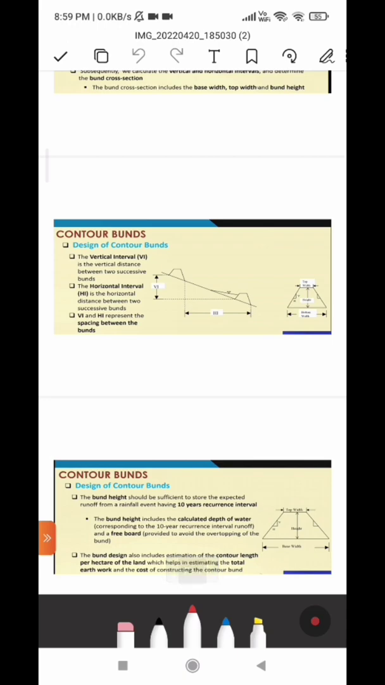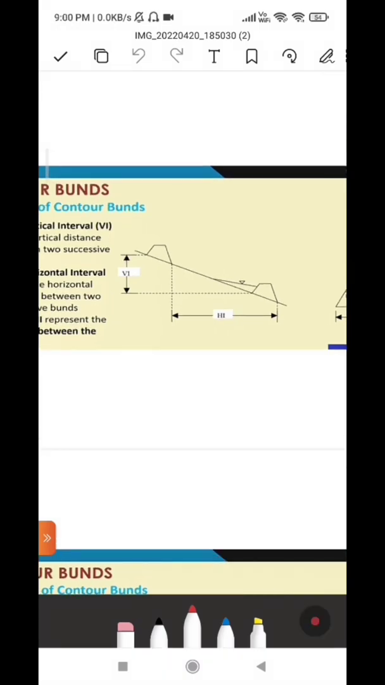So let's talk about what the vertical interval is. The vertical interval is the distance between any two successive bunds. To calculate the vertical interval, we can take any two successive points, that could be from the upstream slope. This distance would be the vertical interval. We can also take the downstream toe and get the vertical interval this way too, or we can also take the midpoint, and from this we can also calculate the horizontal interval.